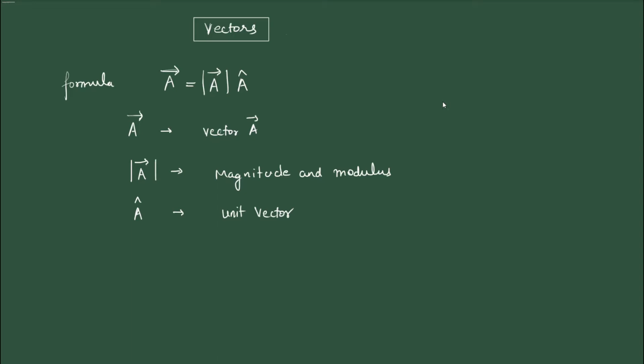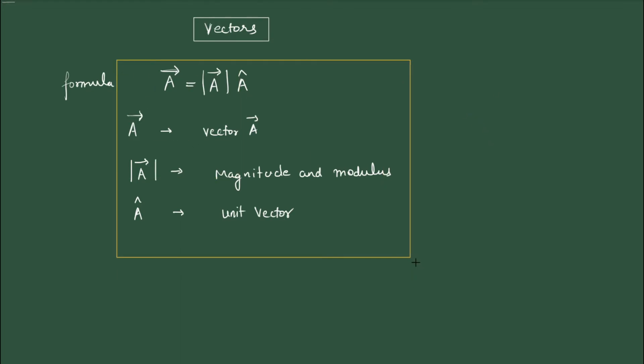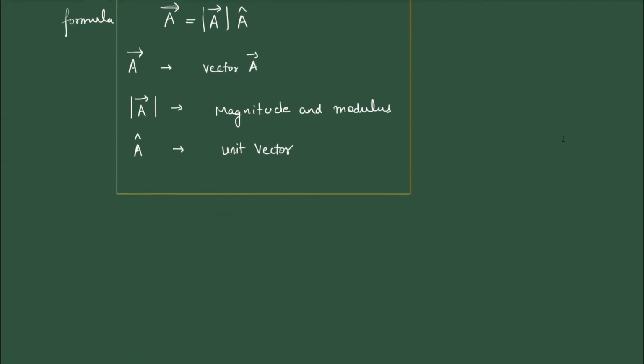Okay, so first of all, the names of these three quantities I have written right in front of them. I'm again repeating it. If I write A and put an arrow over A, we call it vector A. If I put the vector A between the two bars, we will call it magnitude and modulus. And if I place the symbol which we use for exponents, we will call it unit vector. So right now it might not make sense to you what this formula stands for, but let me take one example, then it might be very easy to understand.